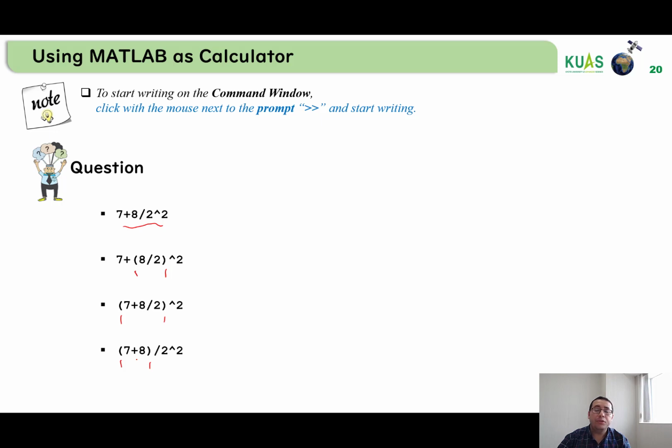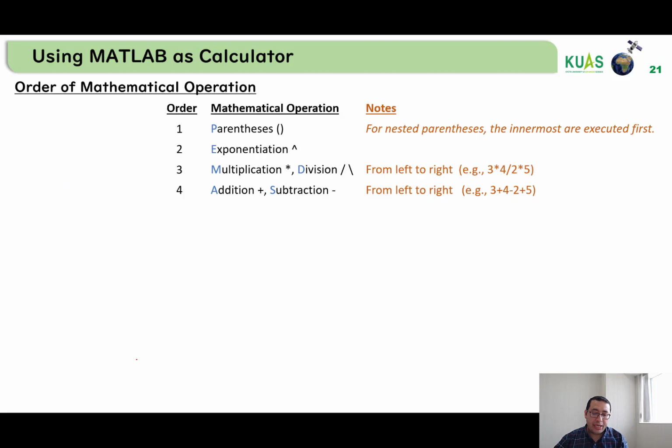Let's check the answer of this equation first, and then let's answer why the result is the same or different. If we check the answer for this mathematical expression, the answer will be different. So the first one is 9, the second one is 23, the third one is 121, and the fourth is 3.75. Why is the answer different? To answer that, let's check the following slide.